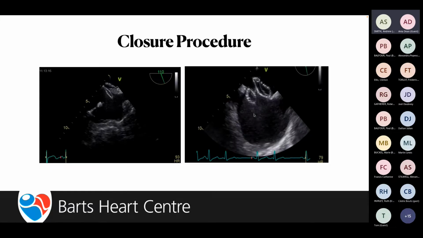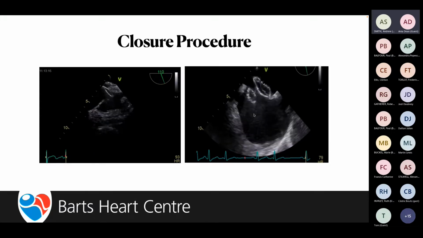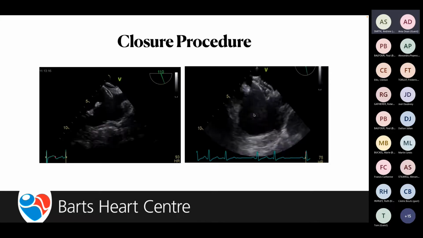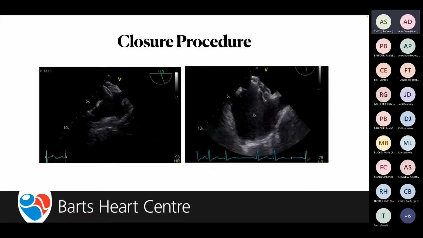And on the right-hand side, this is just doing a push-pull test. Once you've got a device in place, you just want to check it's stable and it doesn't come through the defect, so you can do a little push and a pull.